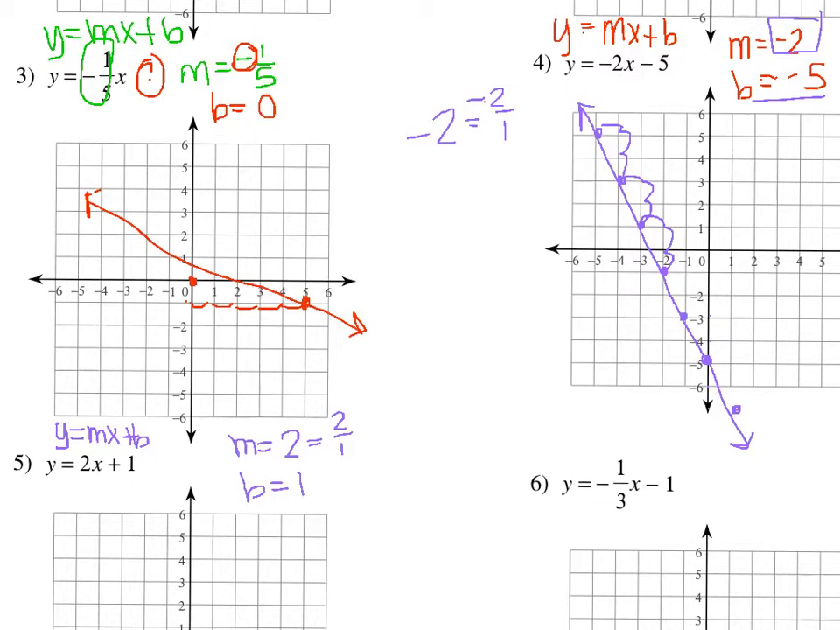Okay, on the next one, I'm going to set it up the same. So I'll just write y equals mx plus b. My m value, the number in front of x, is negative 1/3, and the b value is negative 1. So I'm going to start by putting a dot on negative 1, and then I'll do my slope, which is down 1 and over 3.